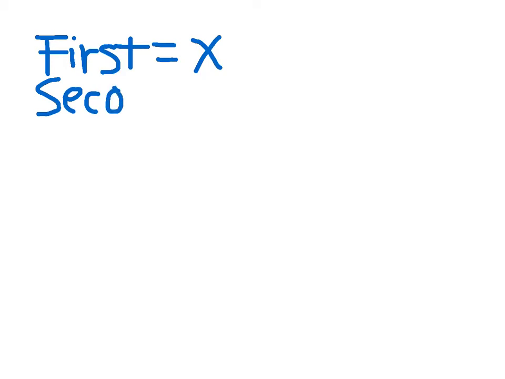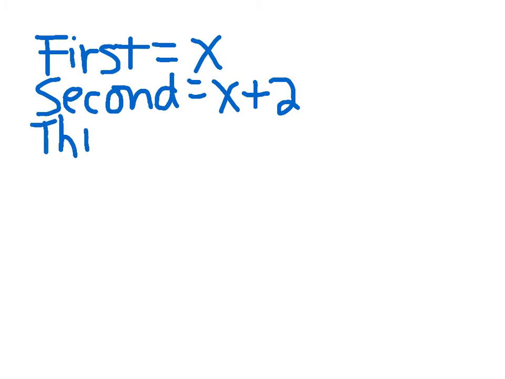Now, it's quite similar. We might be talking about consecutive even integers or consecutive odd integers. If I start with the even integer 2, the next consecutive integer is 4, and the one after that is 6. Clearly, even integers are 2 apart. So if I call the first one x, the second will be x plus 2. And if there were a third in here, it would be x plus 4.